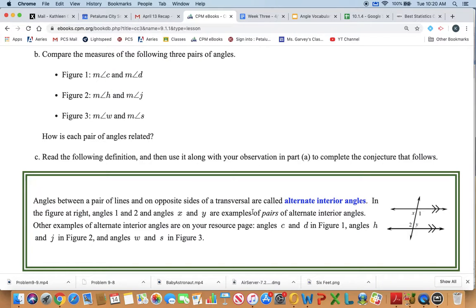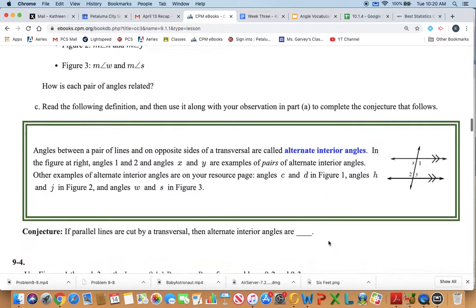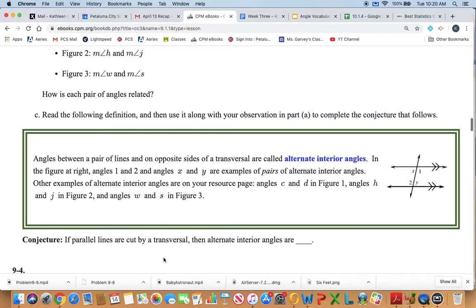Having read this definition, you know that angles between a pair of lines, so on the inside, and on opposite sides of the transversal are called alternate interior angles. That's what these pairs of angles are. Now what I'd like you to do is talk about what we discovered when we looked at these angles. If parallel lines are cut by a transversal, then alternate interior angles are... We discovered when we looked at the angles that they had the same measurement.